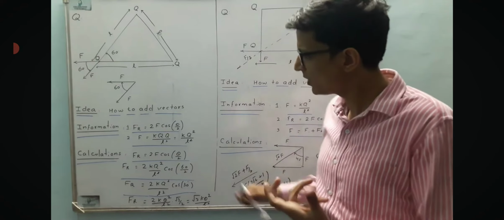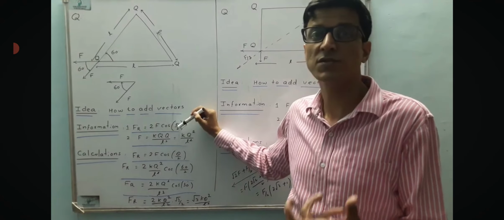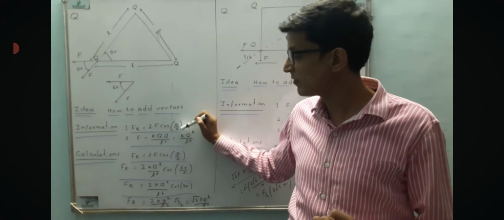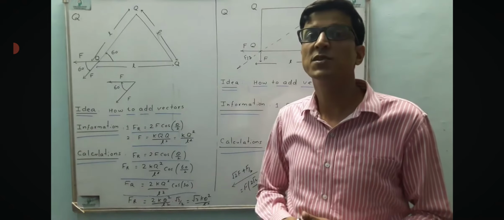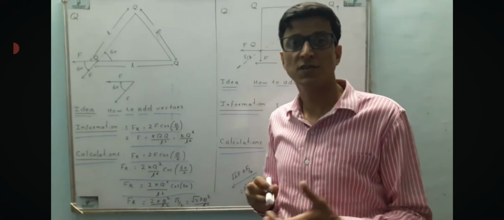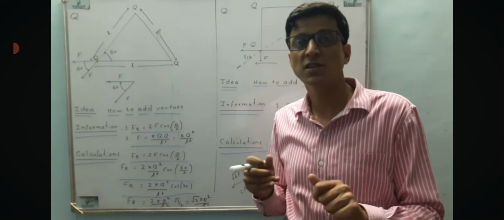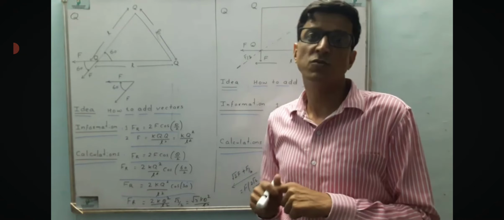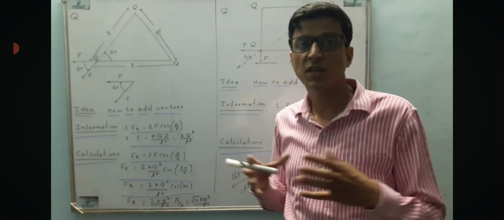We know that if two equal forces are inclined at an angle theta, the resultant force has a magnitude 2F cos(theta/2). This is the first information which we need to use in this question. The second is the force is kq1q2/r², as per the statement of Coulomb's law. So I do need to use these two informations. Without these informations I can't solve my question.